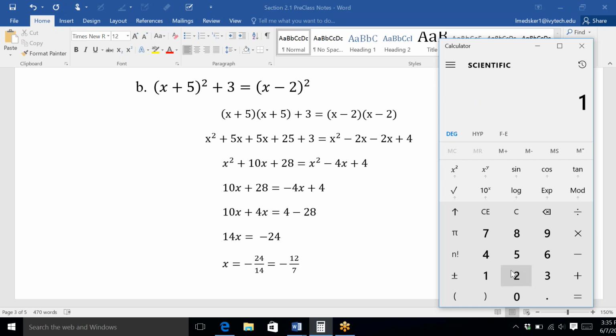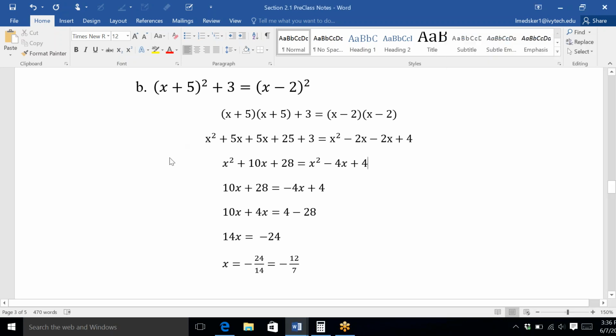So again, we would have negative 12 divided by 7, minus 2, and then if we square that, you get 13.795918, and so on, again. So this does work out as the correct solution because the left side and the right side are exactly the same.